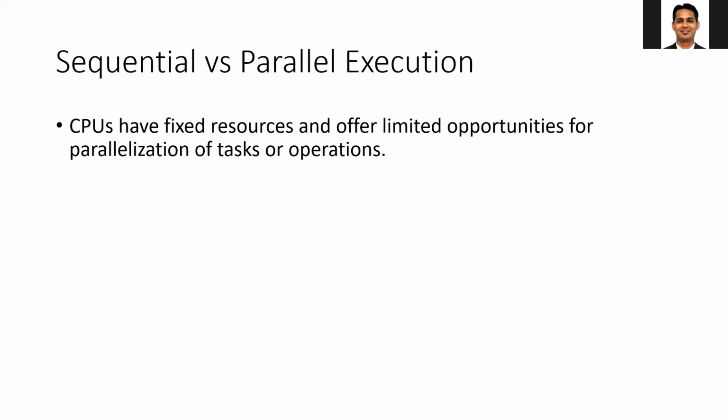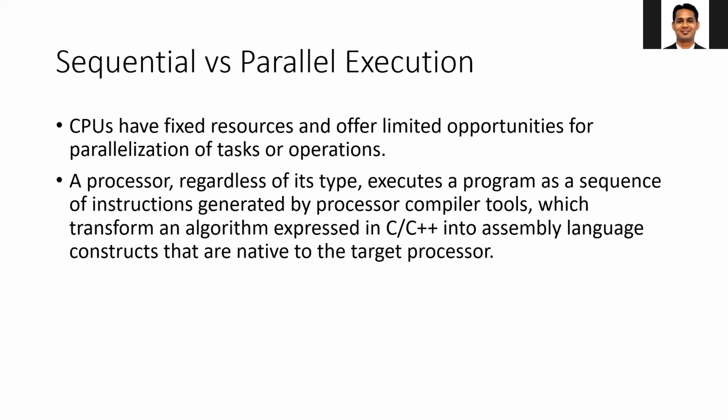Most processors work in a sequential fashion. CPUs have fixed resources and offer limited opportunity for parallel execution of tasks or operations. As we have discussed in the previous cycle, a CPU executes one instruction at a time, and by using some additional resources, a CPU may be able to execute more than one instruction, but there is a certain limitation.